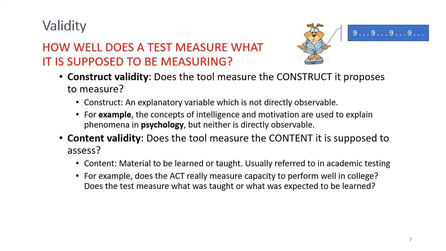Content validity asks whether the tool measures the content it's supposed to assess. So usually this refers to testing like in the school. So the content is the material that's being learned or taught, and usually referred to in academic testing. An example here, does the ACT really measure one's capacity to perform well in college? Does the test measure what was taught or what was expected to be learned? And that's content validity, meaning, is what we taught you, have you actually learned it?